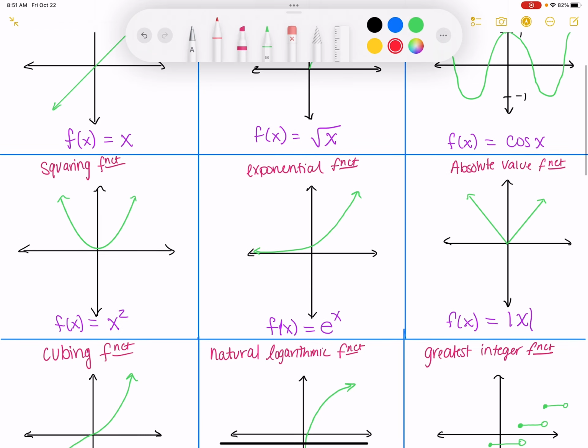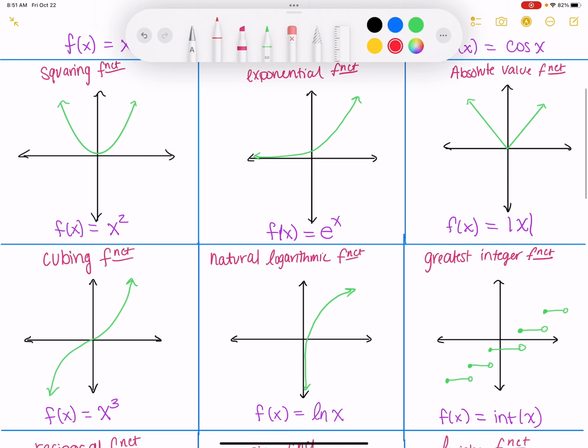The ln of x, where is it? Down here. It starts at 0. Well, it gets really close to 0. It technically doesn't hit 0. It gets really close to 0 and then goes out in the positive direction. Okay, so it never hits the negative.